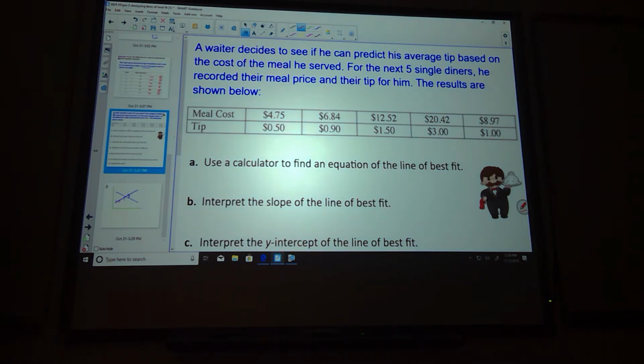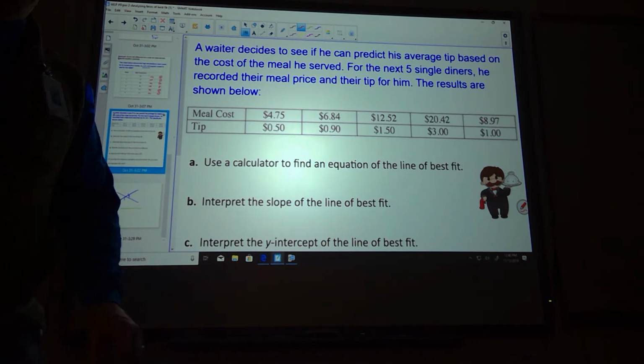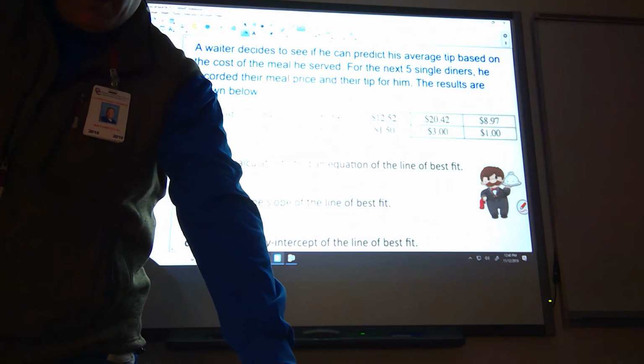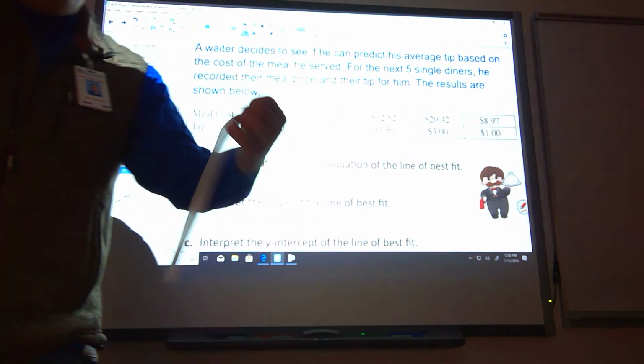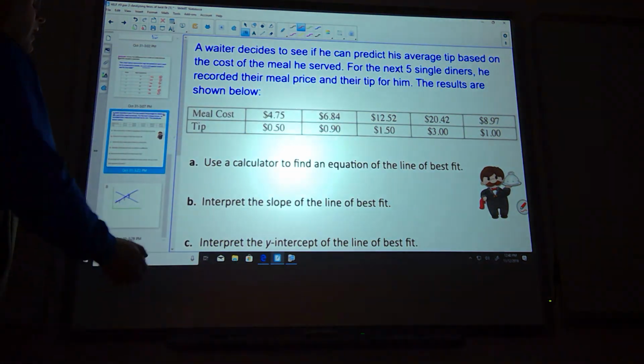Last slide. The waiter decides to see if he can predict his average tip based on the cost of a meal he served. For the next 5 single diners, he records the meal price and the tip given to them. The results are shown below. Okay, so let's find the line of best fit on this. Ready? Let's find the line of best fit.